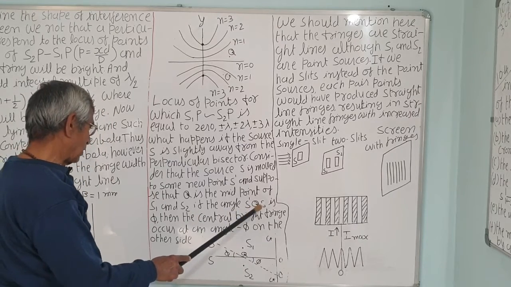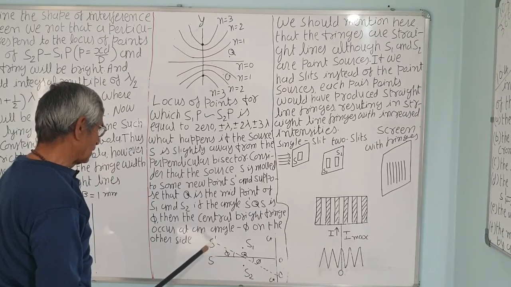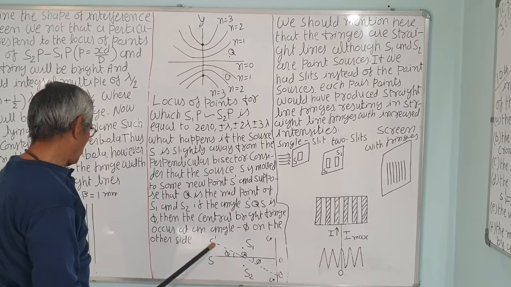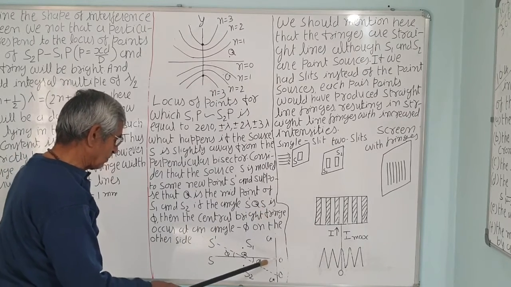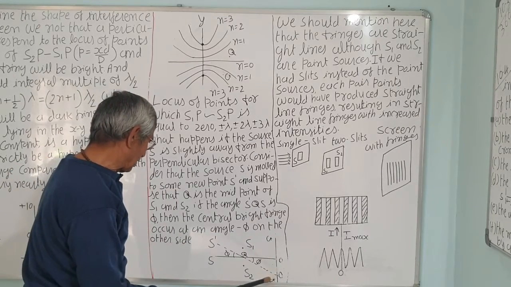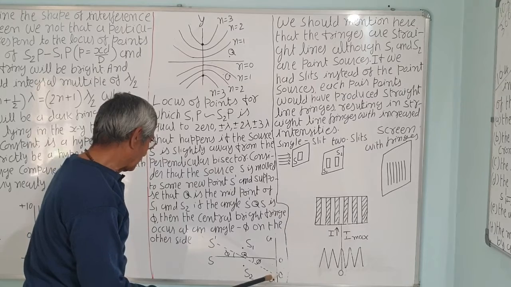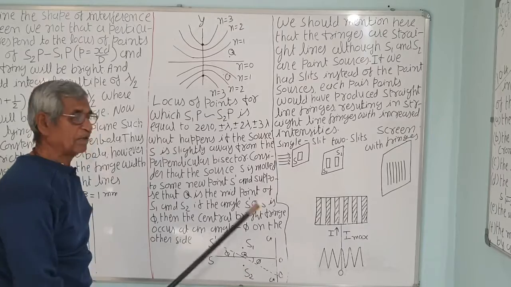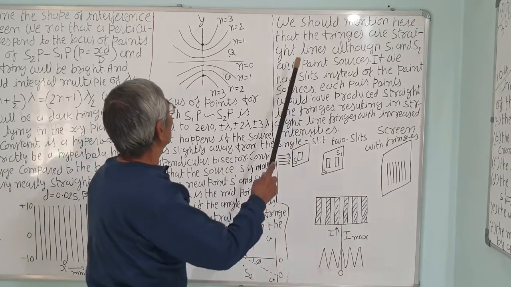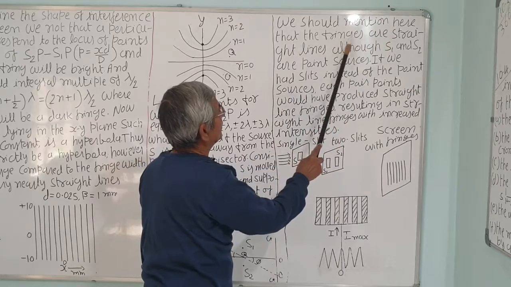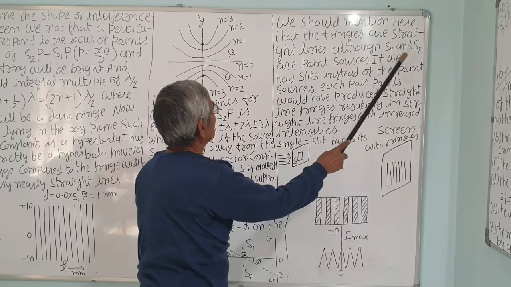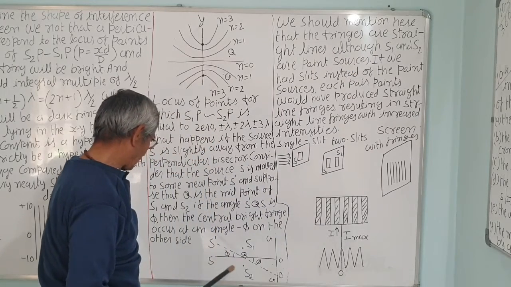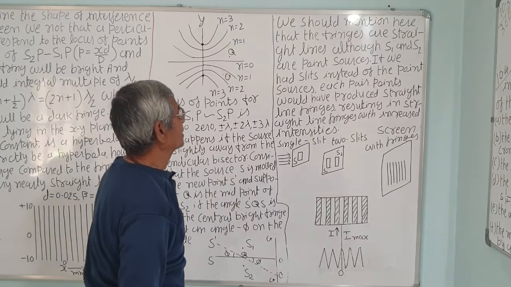If the angle S dash QS is phi, then the central bright fringe, which was observed at O, will be shifted by the same angle in the opposite direction, that is, at an angle minus phi on the other side. Now we should mention here that the fringes are straight lines, although S1 and S2 are point sources. S1 and S2 are point sources, but fringes are straight lines.